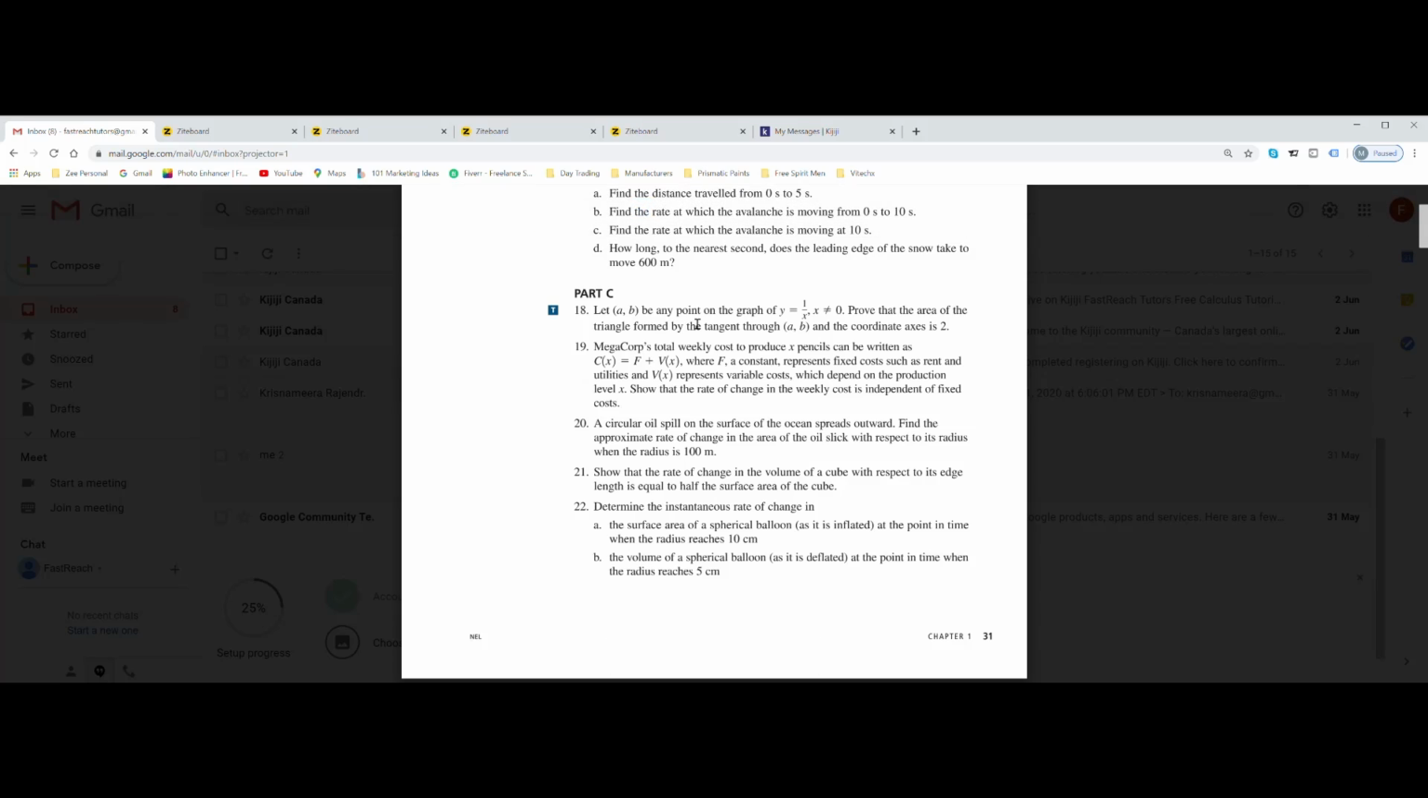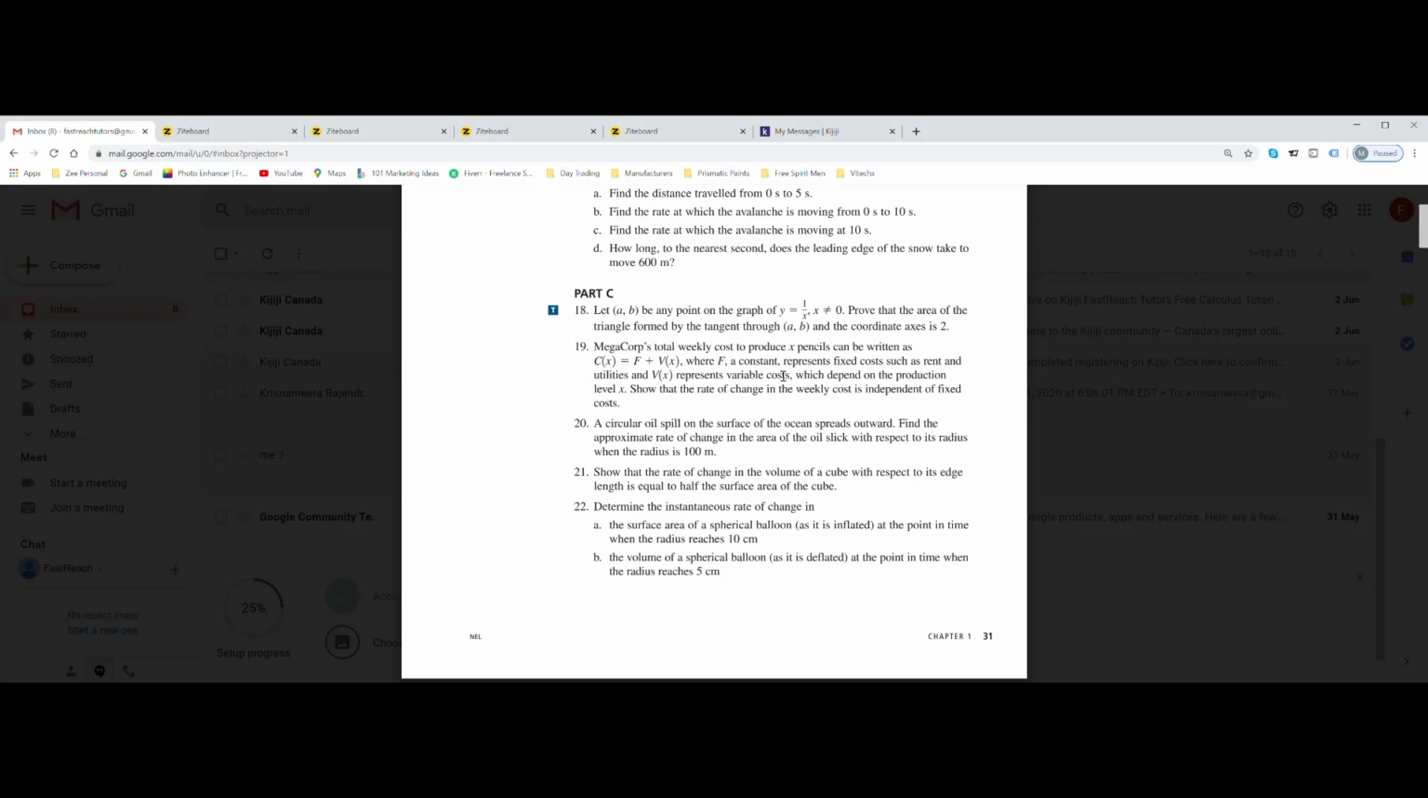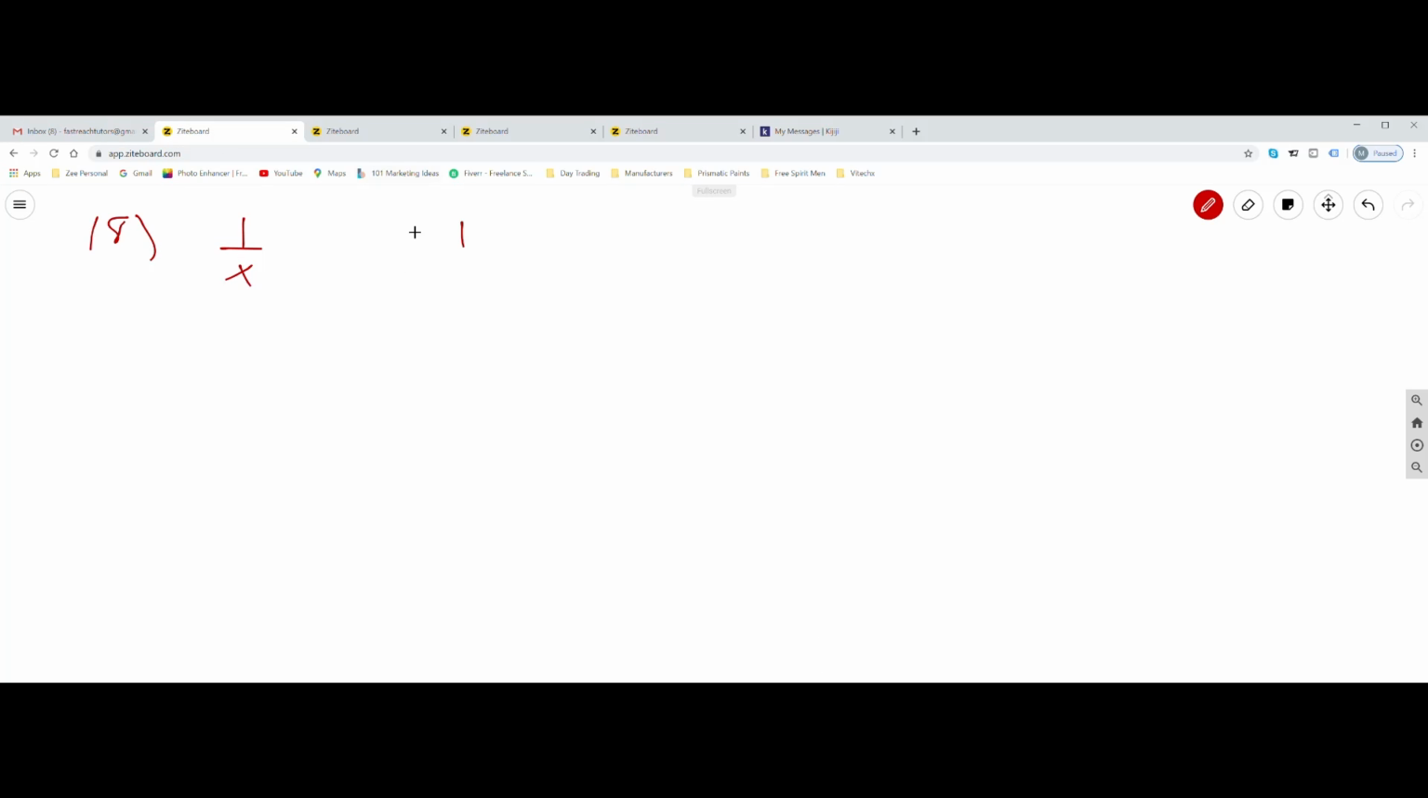Let a and b both be points on the graph y equals 1 over x, x does not equal 0. Prove that the area of the triangle formed by the tangent at a and b and the coordinate axes is 2. So we have 1 over x, and the point is a, so it will be a and 1 over a. So if we have 1 over a plus h minus 1 over a, what we need to do is multiply this by a and this by a plus h.